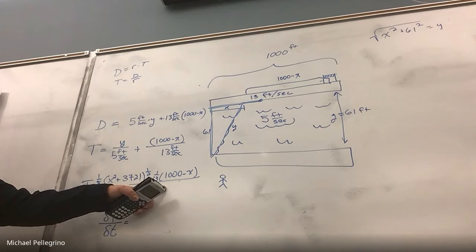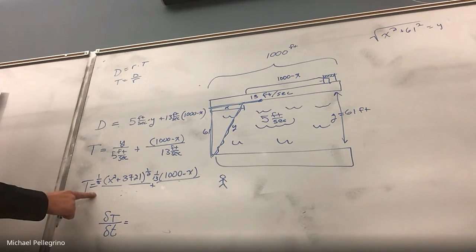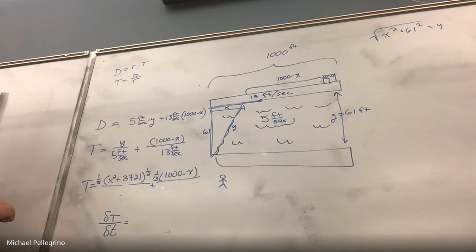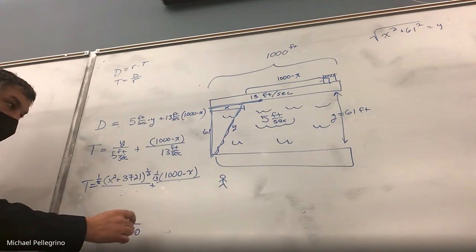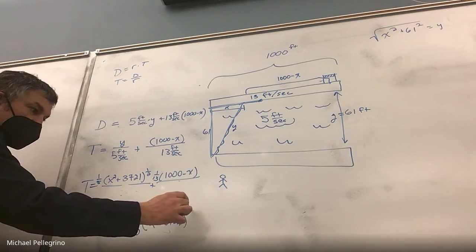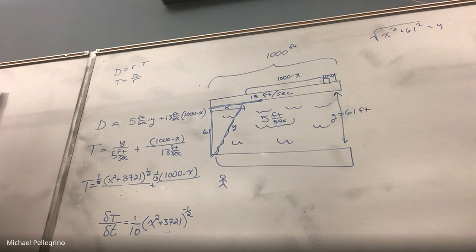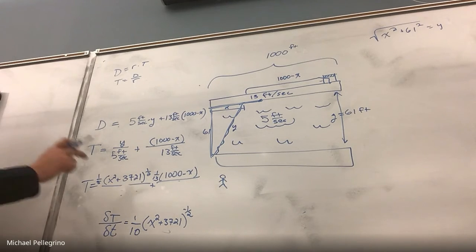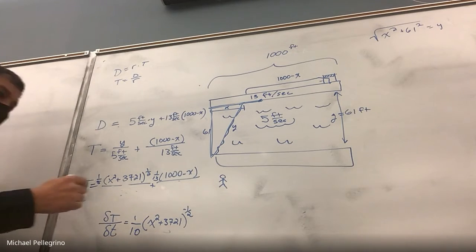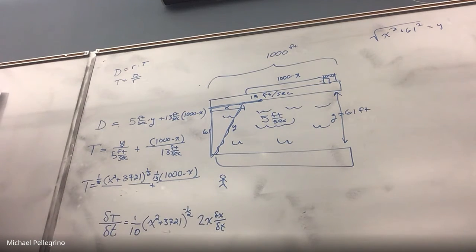Right? Yeah. To make it a little easier to look at. But I guess it really doesn't matter. But this is going to be 1/2 times 1/5, which is 1/10, times x squared plus 3721 to the negative 1/2, times the derivative of x squared plus 3721. Right? What's the derivative of x squared? 2x dx dt. Plus 0. Yeah.